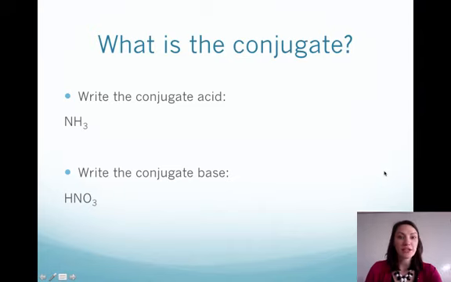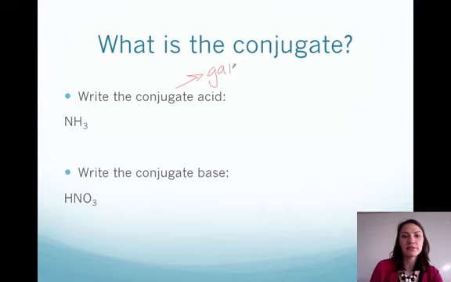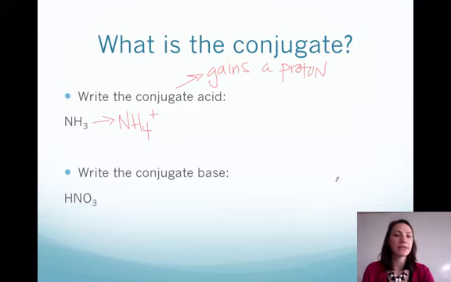So, what is our conjugate? Remember, a conjugate acid is something that is going to be gaining a proton. So the conjugate acid gains a proton. Okay, so let's add a H plus here. So we've got NH, not 3, but 4. And the charge is now going to change to plus. So the conjugate acid for NH3 is NH4 plus.